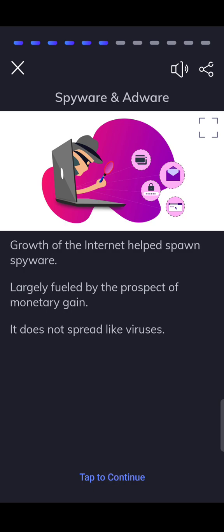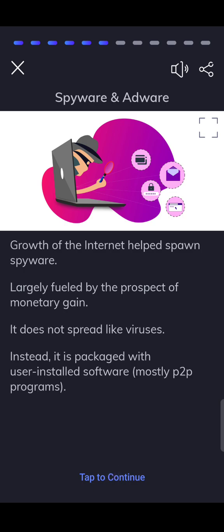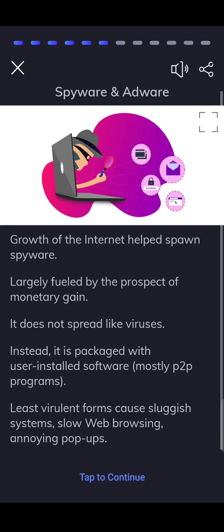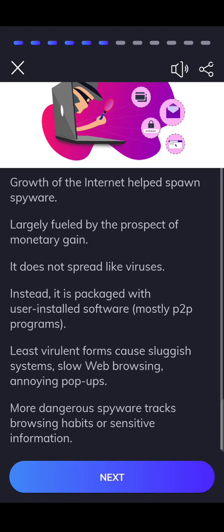It does not spread like viruses. Instead, it is packaged with user-installed software, mostly peer-to-peer programs. The least virulent forms cause sluggish systems, slow web browsing, and annoying pop-ups. More dangerous spyware tracks browsing habits or sensitive information.